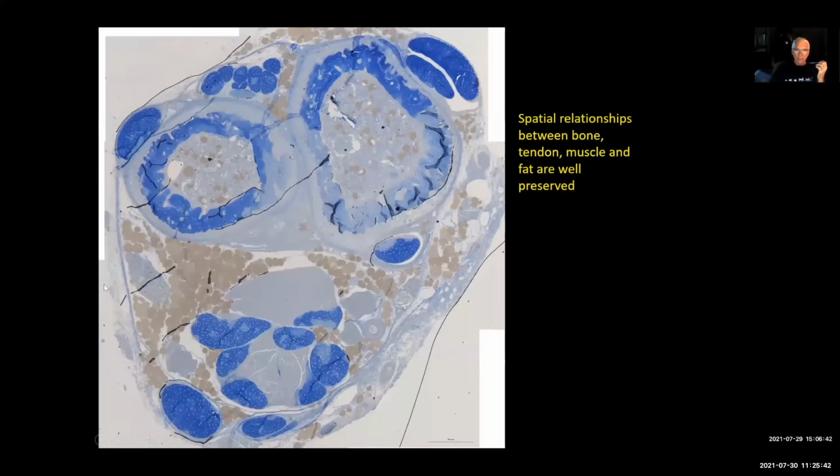So in that case, the relative positions of tendons shown in dark blue and bones shown in lighter blue, fat deposits and muscle tissue here in the center are maintained quite well. And they're only maintained because they were fixed in situ.